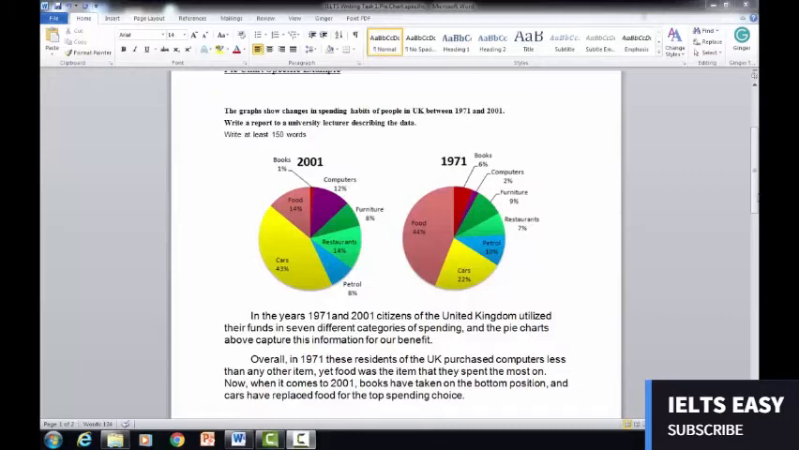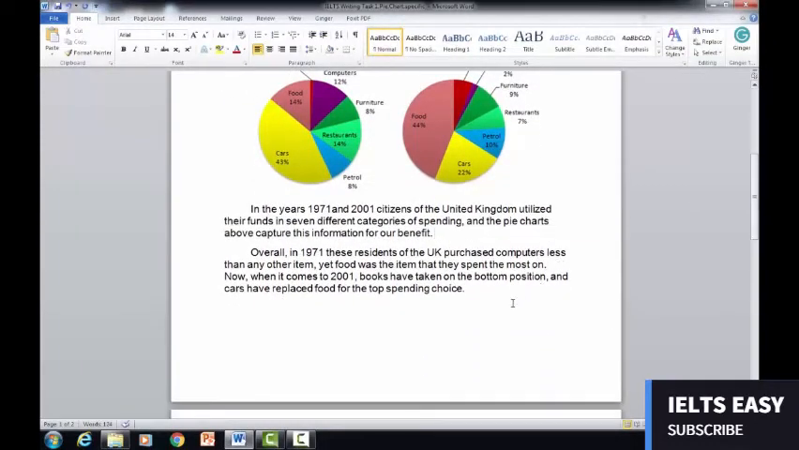So we're going to break it down into categories. We have 7 categories here. And in my paragraph 3, as you've seen me doing before, I'm just breaking it down to you what I'm going to compare. I'm going to compare books, computers, furniture, and restaurants. I'm going to compare their numbers between 1971 and 2001.